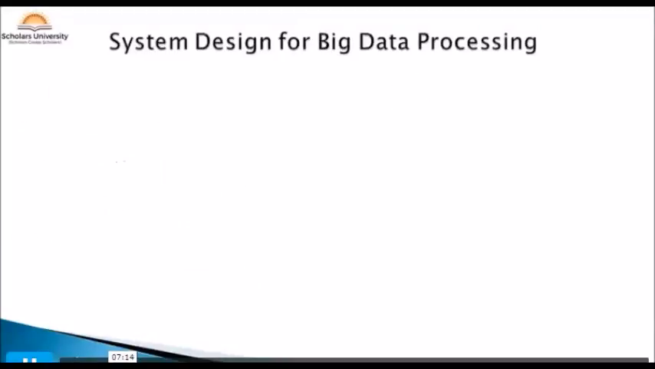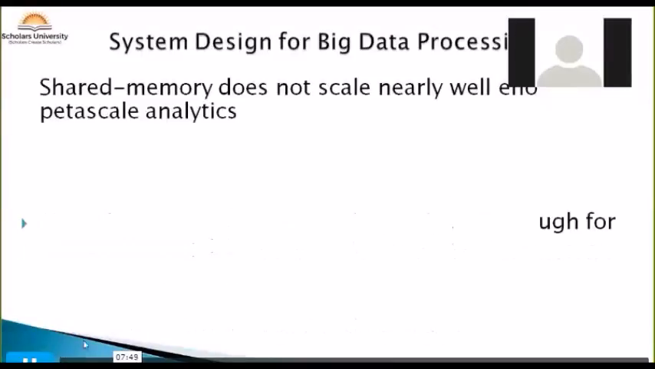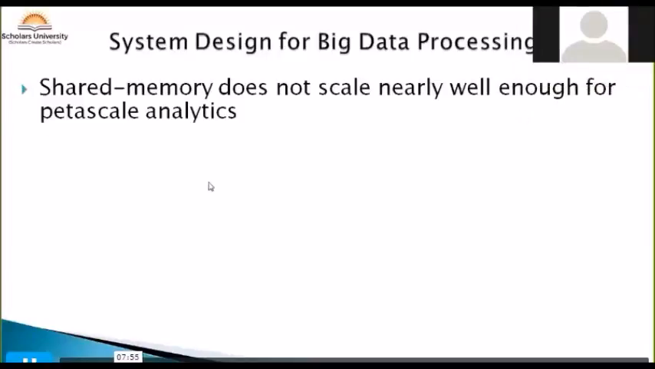So based on this, these designers were able to do everything. So now you got that, and in that respect, you were able to bring in all the phenomenon of processing the data. Now in this scenario, which I was talking about, you can see here that shared memory does not scale nearly well enough for data scale analytics.